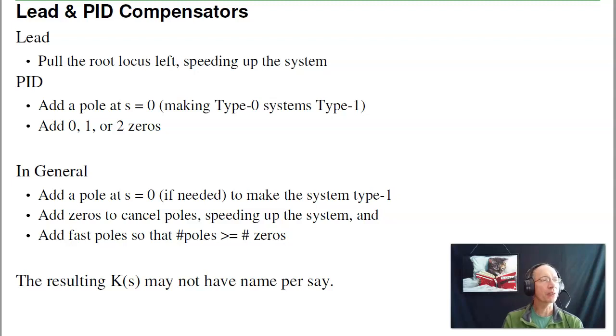Now in general, the idea is you add poles and zeros. You add a pole at s equals 0 if needed to make the system type 1. If it's already type 1, don't make it type 2 because that tends to make systems really hard to stabilize. I then add zeros to cancel poles to speed up the system. And to make sure I have as many poles as zeros, I then add poles. Perhaps one pole at the origin, all the rest of the poles out of harm's way, like 3 to 10 times faster than the plant.